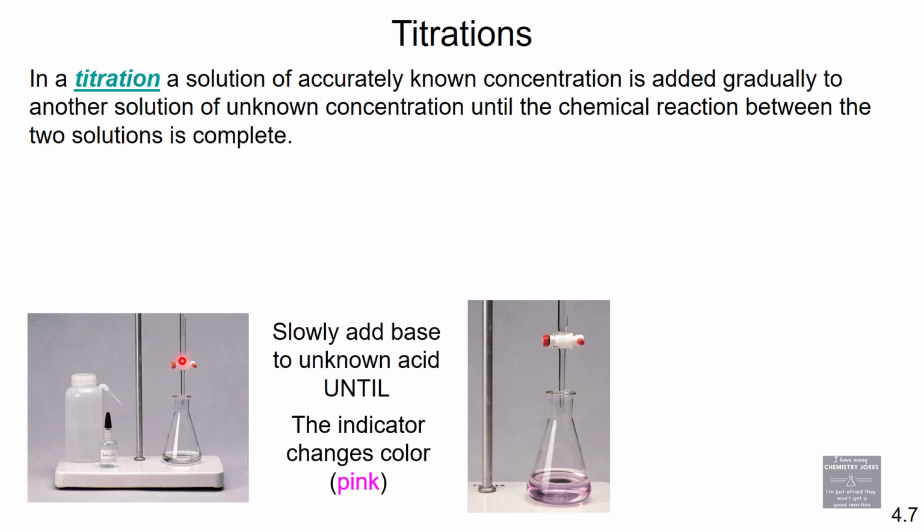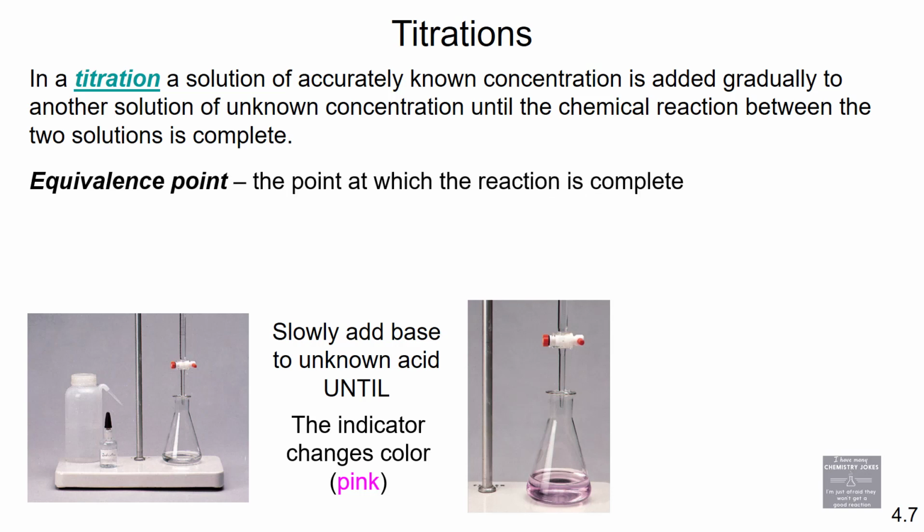So let me explain a little bit. This particular setup, because of the sentence I've written here, we're going to have base in our burette, we're going to have acid in our Erlenmeyer flask, and we drip, drip, drip that base into our acid until the reaction turns pink. The reason the reaction turns pink is because of an indicator in solution. When the reaction turns pink, that's known as the end point of your titration. The end point is sometimes known as the equivalence point as well.